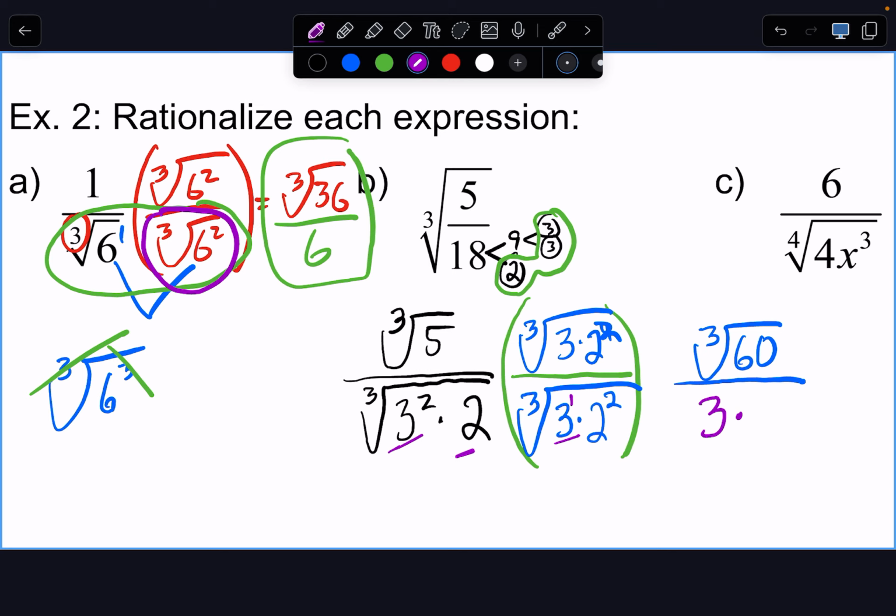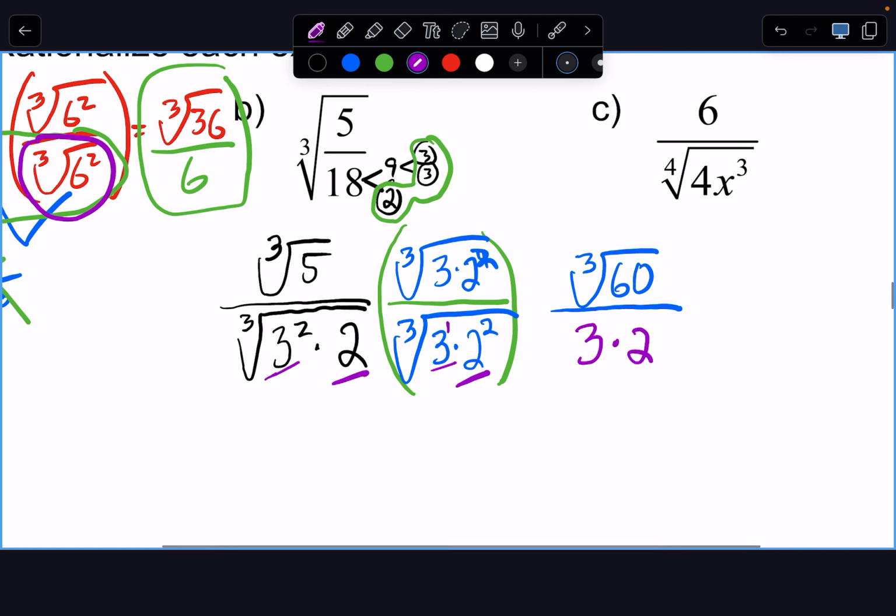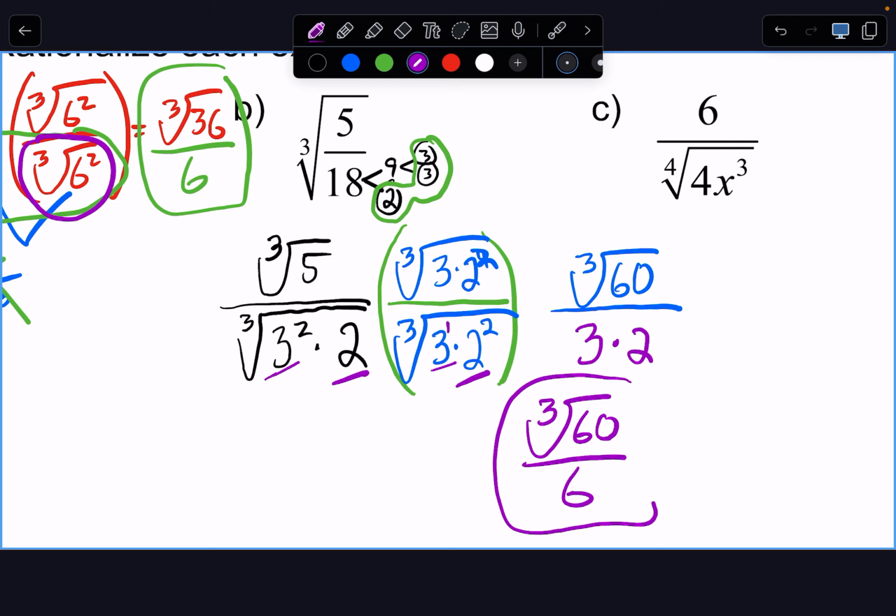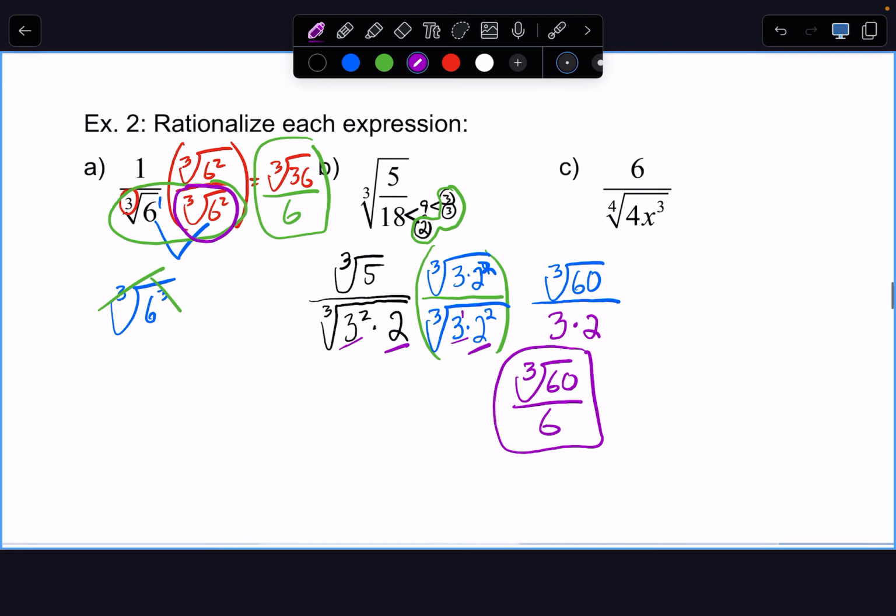Guys, what's 2 to the first power times 2 squared? What's the cube root of 2 to the third? 2. Done. So I have the cube root of 60 over 6. Are you picking up what I'm putting down? Yes, sir.